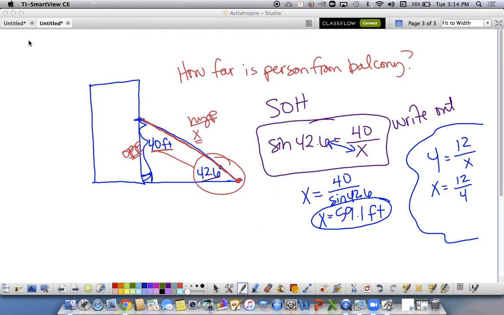Could I have asked a different question? Okay, let's see. What colors have I not used? Green. Could I ask how far is the person from the building?